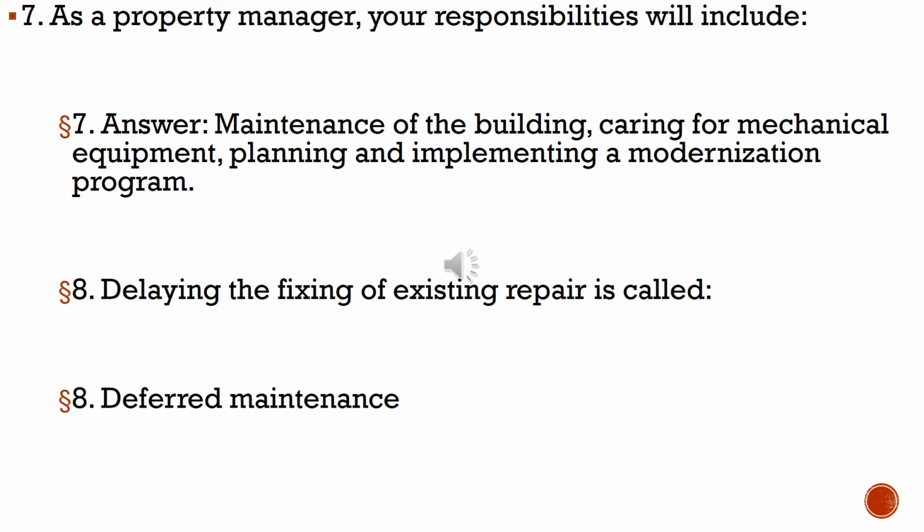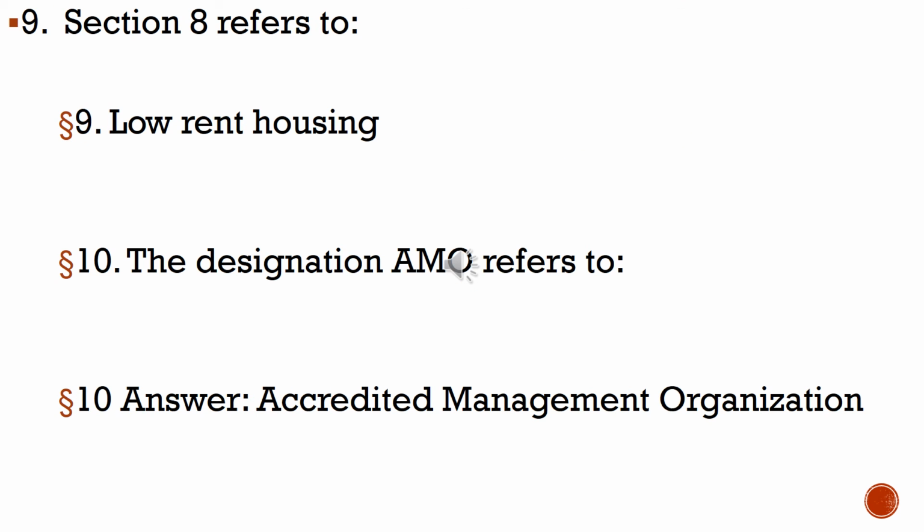Question number 7. As a property manager, your responsibilities will include? Answer: maintenance of the building, caring for mechanical equipment, planning and implementing a modernization program. Question number 8. Delaying the fixing of existing repair is called? Answer: deferred maintenance. Question number 9. Section 8 refers to? Answer: low rent housing. Question number 10. The designation AMO refers to? Answer: accredited management organization.